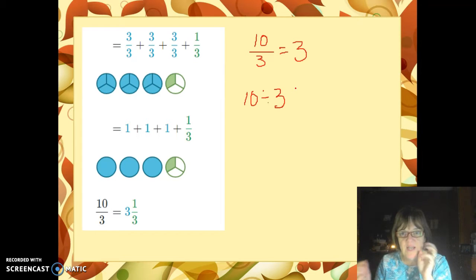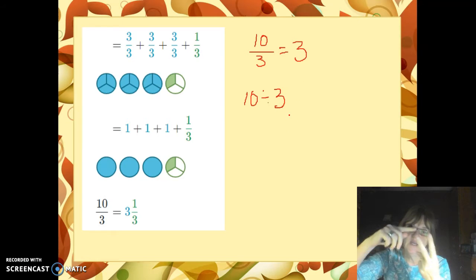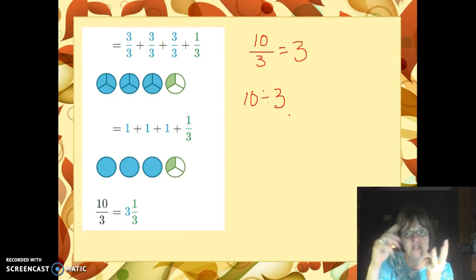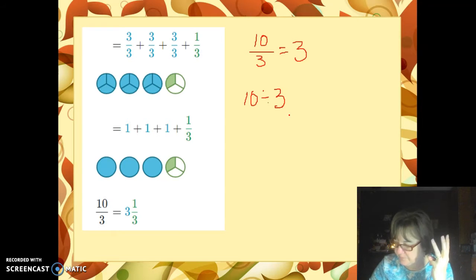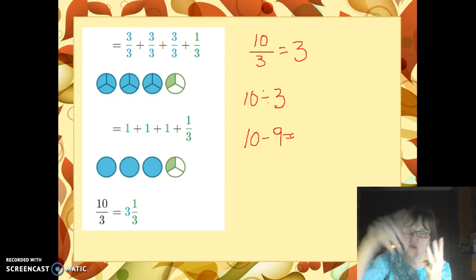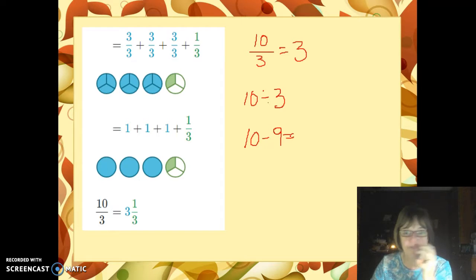There's 3 of them. Now, what is 3 times 3? How far did I get when I counted? I got 3, 6, 9. So I take the 9 and I subtract it from the 10, the original numerator that I had there. So that leaves me with a 1.